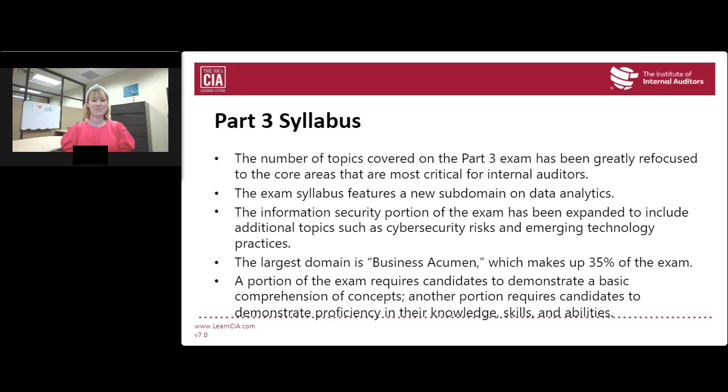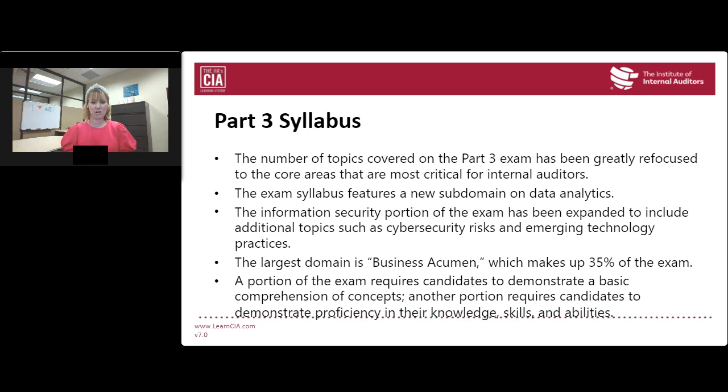And the information security part of the exam has been expanded, so it includes additional topics like cybersecurity risk, because cybersecurity risks are now part of every business process that we face. Every business process has cybersecurity risk in it, and so we have to have at least a base level of knowledge about cybersecurity risk, as well as emerging technology practices. Again, it used to be that internal auditors didn't all need to have an understanding of technology practices and risk, but now we do. And then, again, our largest domain is business acumen, 35% of the exam, so business knowledge.